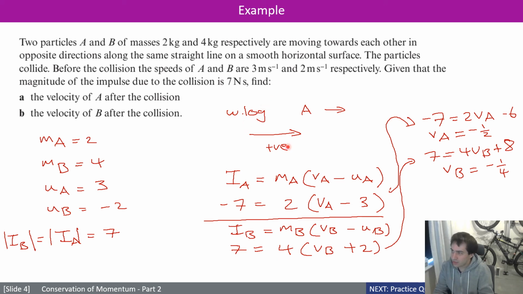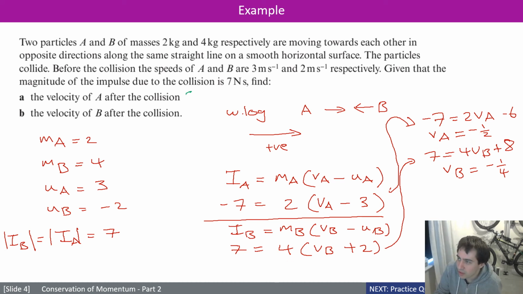So in this case, we said A started off going right, and I should complete that picture really by saying B is therefore going left. And then without loss of generality, we assume this, and we ended up getting that VA is minus a half. So did it change direction, or did it stay in the same direction? It changed, right? So A changed.